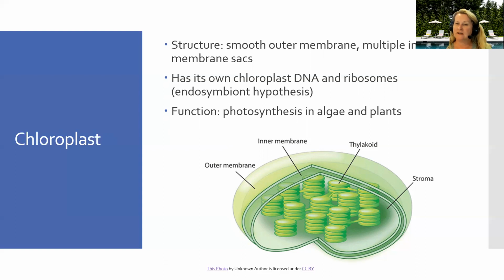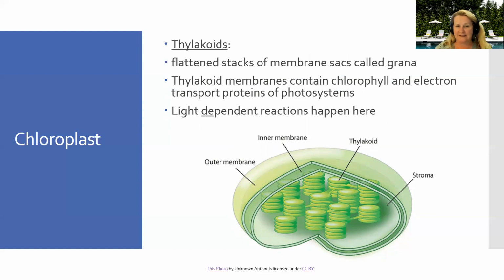Chloroplasts, of course, function in photosynthesis in both algae and plants. And now the thylakoids are what we call these little membranous stacks inside the chloroplast, the stacks of the grana. Okay, and it's on those thylakoid membranes where the chlorophyll molecules are located, and also the electron transport chains of the different photosystems. The light-dependent reactions of photosynthesis, sometimes called the light reactions, which you can think of as maybe being the first half of photosynthesis, occur on the thylakoids inside the chloroplast.